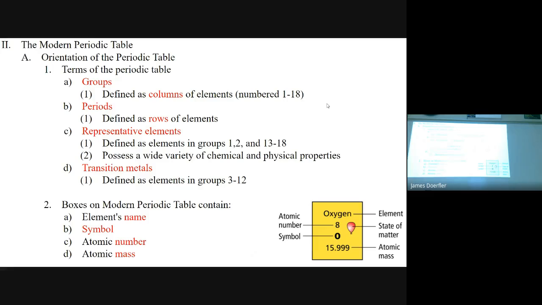Representative elements are groups 1, 2, and 13 through 18. They possess a wide variety of chemical and physical properties. But members in all those groups, if you're in the same column, you're going to have very similar physical and chemical properties. Then we have the transition metals, which you may remember what block that is in terms of electron configurations. Right here.